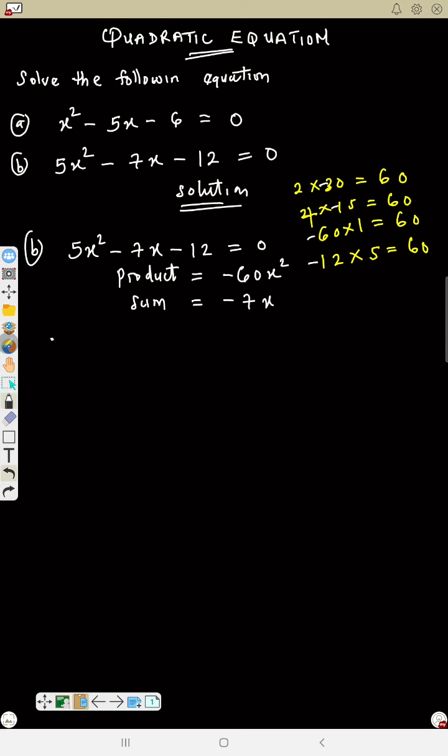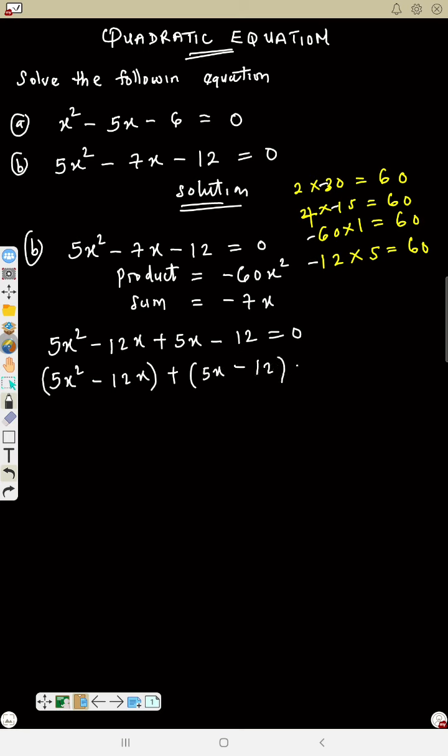So instead of writing the middle number, I'll have 5s squared minus 12s plus 5s minus 12 is equal to 0. Now bracket it into 2. That will be 5s squared minus 12s, so plus again 5s minus 12 is equal to 0. Now what is common in this bracket? In 5 and 12, what's common? See that nothing is common, but we say 1.